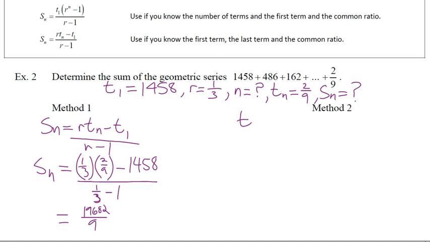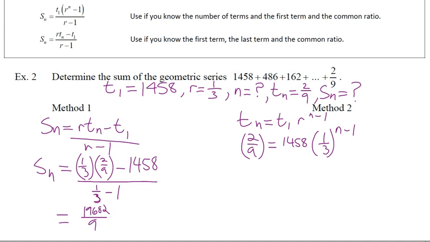Which means we're going to be starting with t sub n is t1 times r to the n minus 1. We know t sub n, which is 2 over 9. We know t1, which is 1458. We know r is 1/3. And we know that this is n minus 1. So, what are we going to do? You could graph it, just the way it is. All right, find n graphically. Give me n.